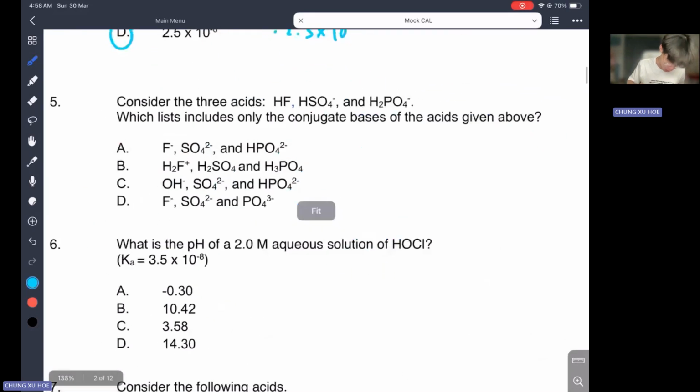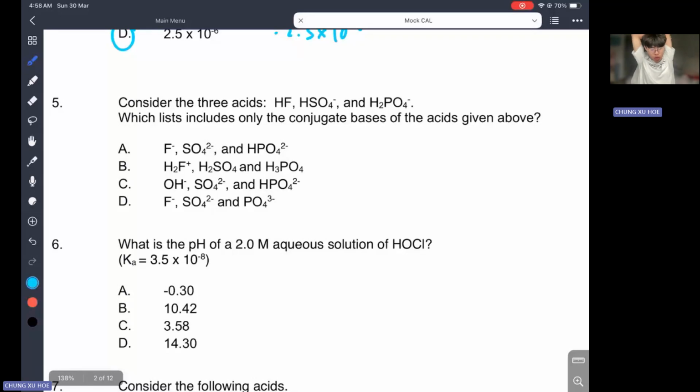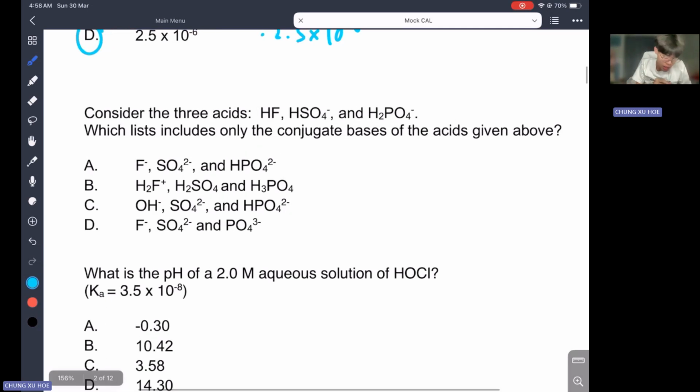Good. Question 5. Consider the three acids HF, HSO4 negative, H2PO4 negative. The very important concept here I'm going to tell you. Wait, let's read the question first. Which list includes only the conjugate base?